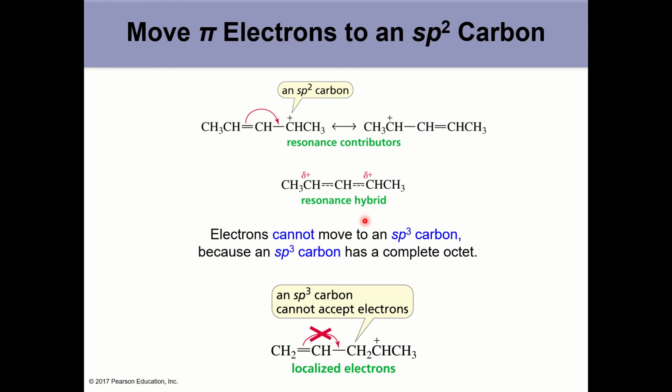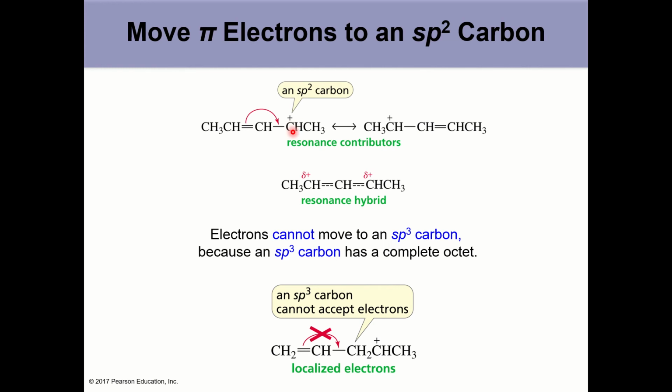Move pi electrons to an sp2 atom. So now we're going through some examples of how to draw resonance structures. We move the pi electrons in the first resonance structure between the two sp2 atoms. One of the carbons will have been part of the original pi bond, and the other carbon should be an sp2 or an sp atom.